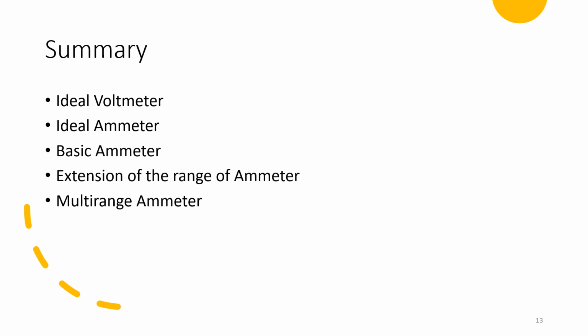So here we have seen the ideal voltmeter, ideal ammeter, basic ammeter, extension of the range of ammeter and also a multi-range ammeter. At the same time, the precaution which we have to take to connect an ammeter in the circuit is to always connect the ammeter in series. And also, if it is a multi-range ammeter, when you start using the ammeter, first put it in the high range, then you can select the range of the ammeter whichever is required.